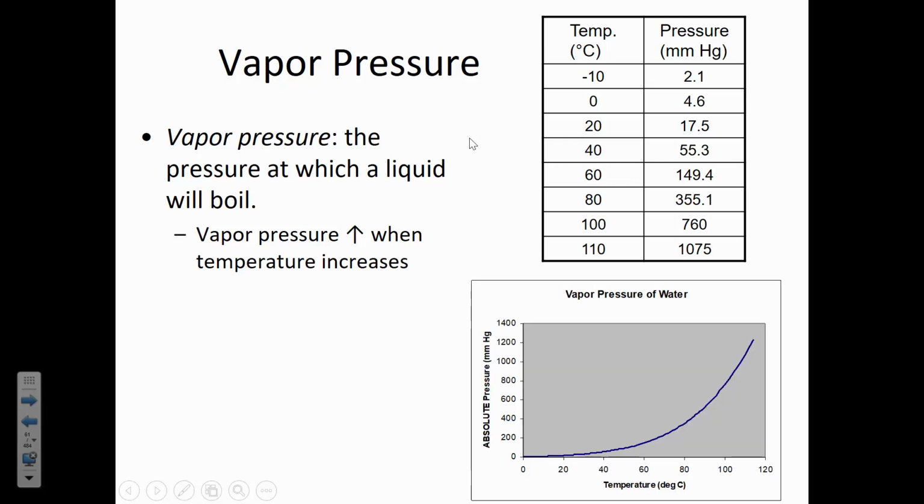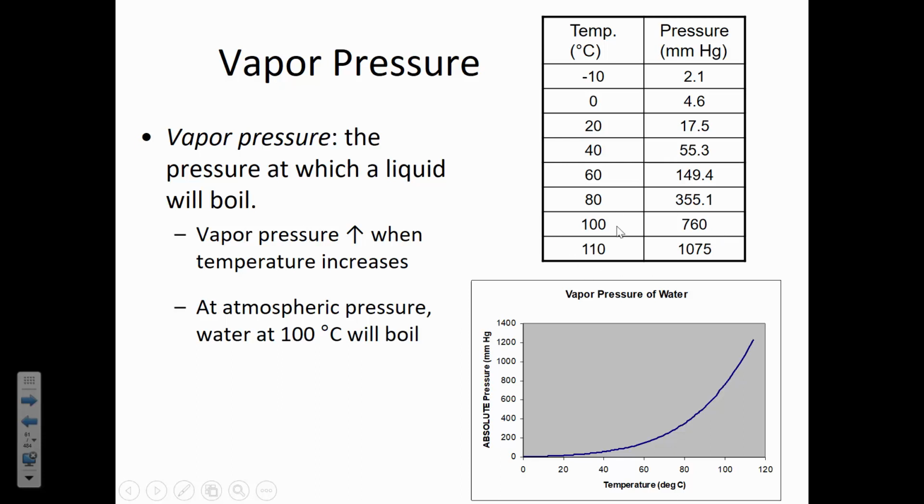If we're going to graph the vapor pressure of water, what you can see is that as you increase the temperature, the vapor pressure starts to go up a lot. And so water evaporates much more quickly at elevated temperatures than it does at reduced temperatures. At 100 degrees Celsius, water will begin to boil.